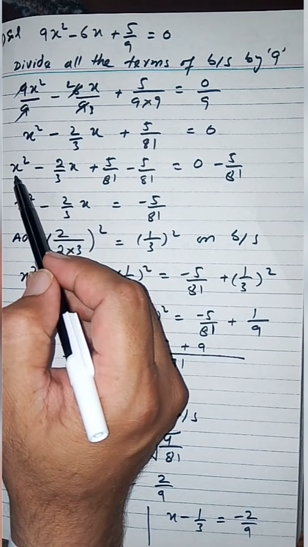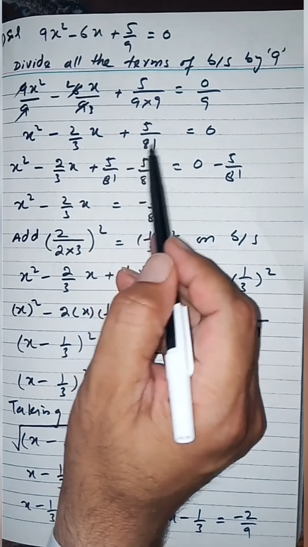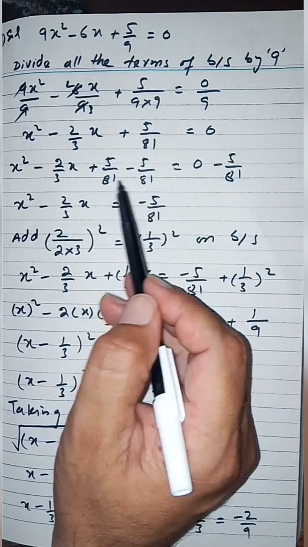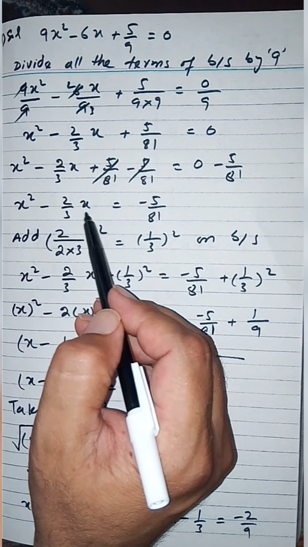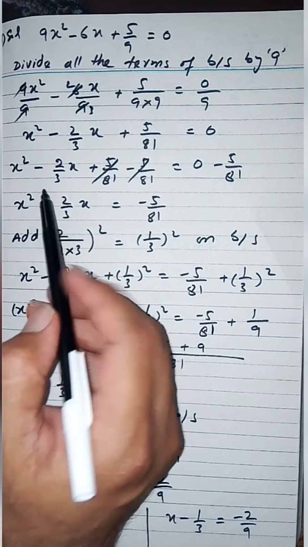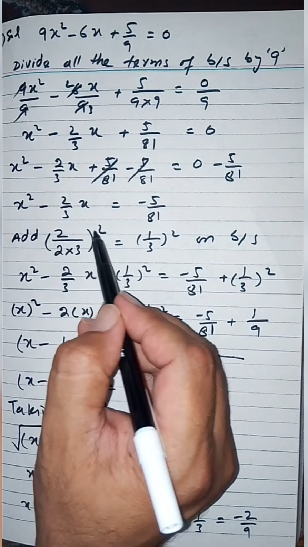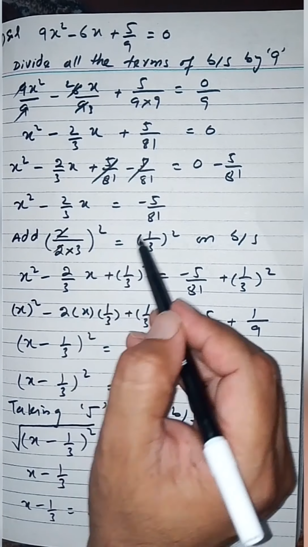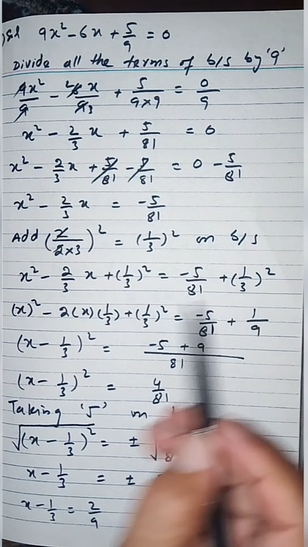Now look here, we add what? Subtract 5 by 81 on both sides. So these two cancel each other. We get here x square minus 2 by 3x equals to minus 5 by 81. Now add 2 divided by 2 into 3 whole square on both sides. So here 2 cancel, we get 1 by 3 whole square. So 1 by 3 is added here and here.